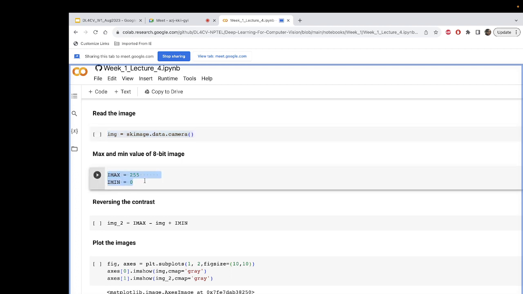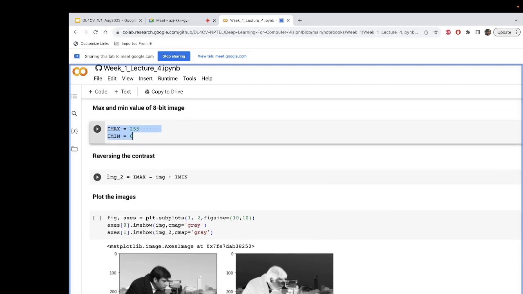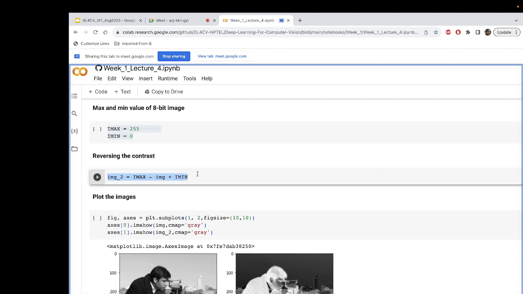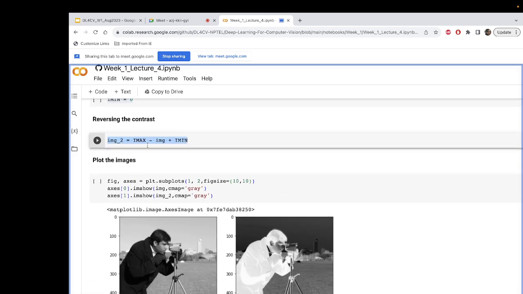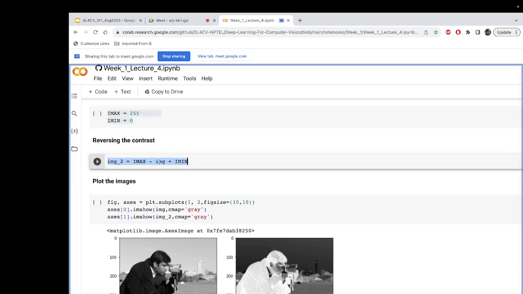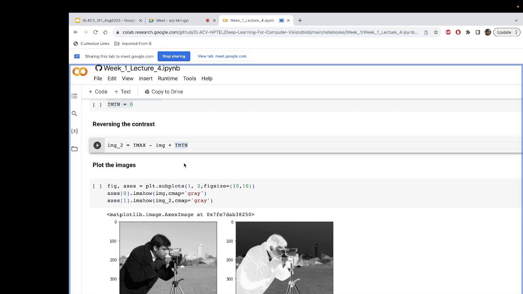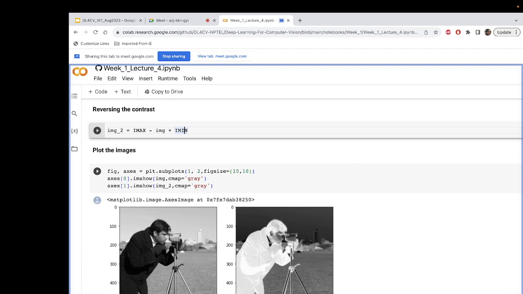This is already there in the library, like I said. And you define these two variables, Imax equal to 255, Imin equal to 0, right? Now have a look at this operation. In the image that you loaded here, the minimum value is 0 and the maximum value is 255, like defined here. If you subtract your original image from Imax and add Imin, then whatever your pixels were, you are basically flipping or reversing them, right? In some sense, whitish areas become darker and blackish areas become whiter because you are reversing it.